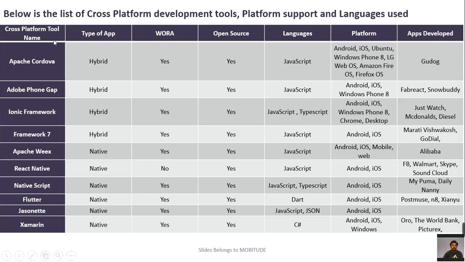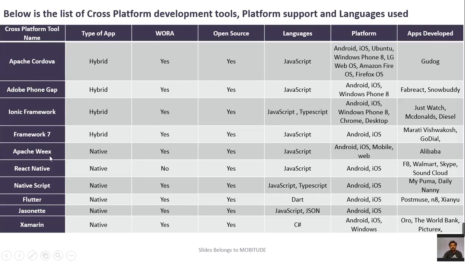So you can see the cross-platform tools: Apache Cordova, PhoneGap, Ionic Framework, Framework 7, Apache Weex, React Native, NativeScript, Flutter, Jasonette, Xamarin. Almost from Cordova till Jasonette, they use only JavaScript, most of them. But Xamarin is the Microsoft tool, which is used with the language called C#. You can see the platforms they support, and the applications developed using Cordova are GoodDog and Adobe PhoneGap.